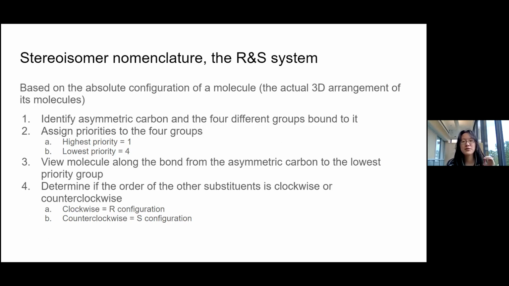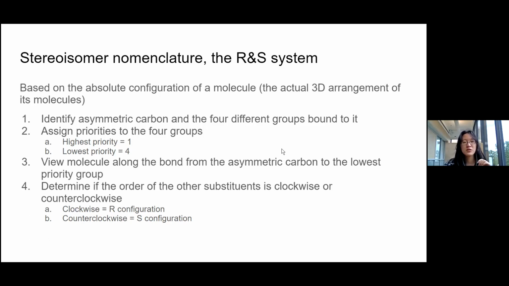But we use an absolute configuration of a molecule, meaning that no matter the way that you view the molecule and no matter the way it's presented to you, you should be able to come up with the exact same naming system. And so we could keep our naming system consistent. And so I'm just going to go over the steps.